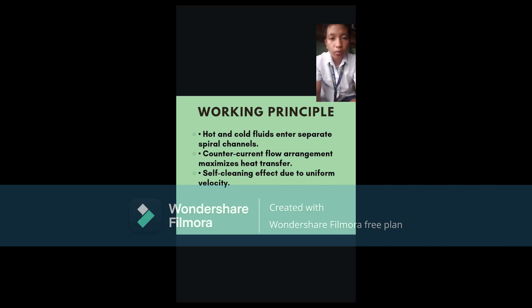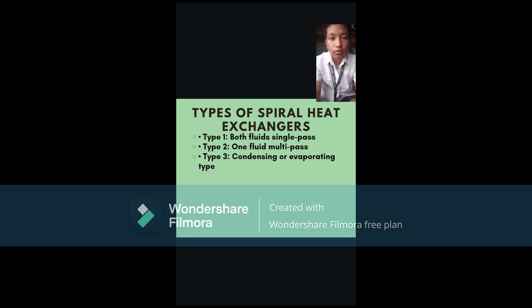So, let's proceed to next slide. Types of spiral heat exchangers. We have 3. Type 1, both fluid single pass. Type 2, one fluid multipass. Type 3, condensing and evaporating type.